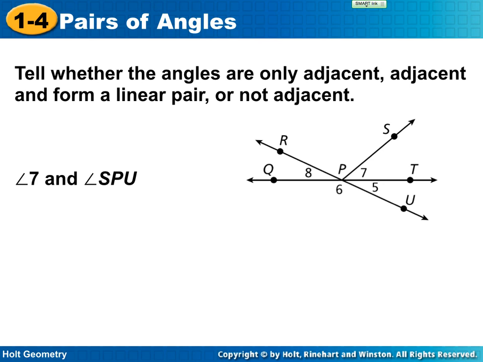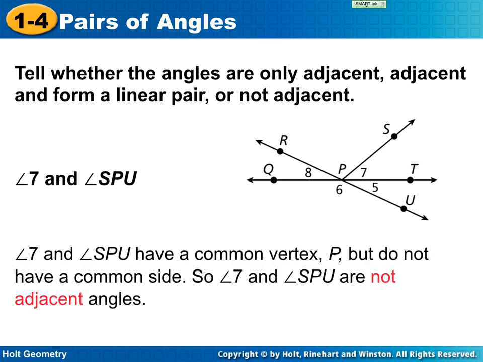What if you are saying not adjacent, and that is correct? Now, those of you that said adjacent, do they share a vertex? Yeah. Do they share a ray? What ray was the shared one? I don't think the ray PT was the shared one, was it? Angle 7 was these two rays. Angle SPU was these two rays. So the shared one was ray PS, which is not between the two angles, it's to one side or the other.